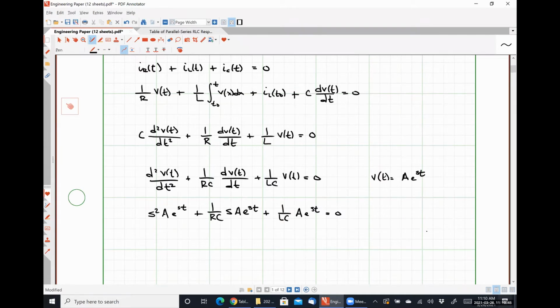And now I'm going to group like terms. So I will have A multiplied by s squared plus 1 over RC times s plus 1 over LC, times e to the st, is equal to 0. Right? Anything weird about my algebra or anything like that up to this point?